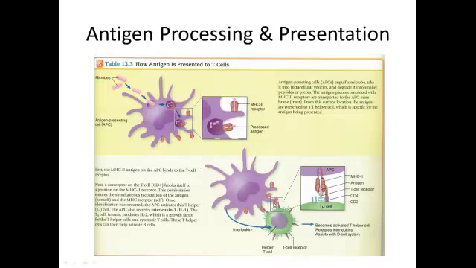If the antigen on the MHC2 doesn't match the T cell receptor, the phagocyte moves on. If the antigen on the MHC2 matches the T cell receptor, the T cell will begin to divide. So in the next topic, we will talk about what the B and T cells do once they're activated.